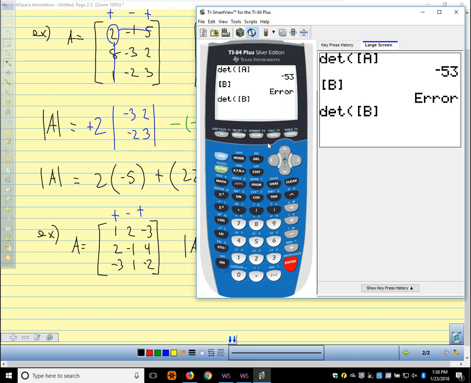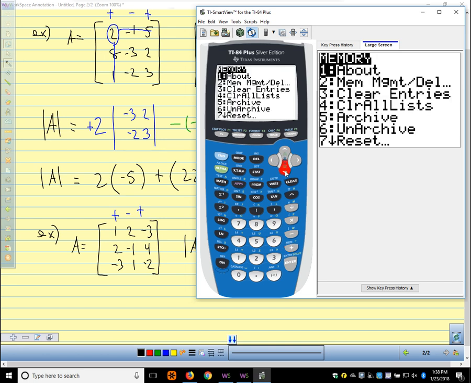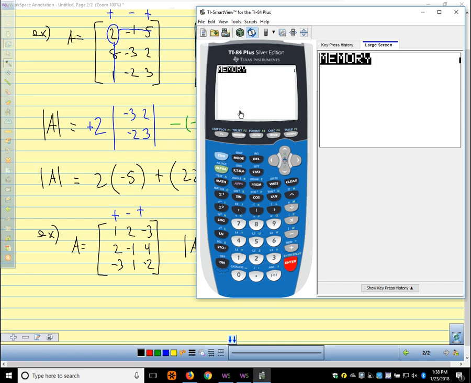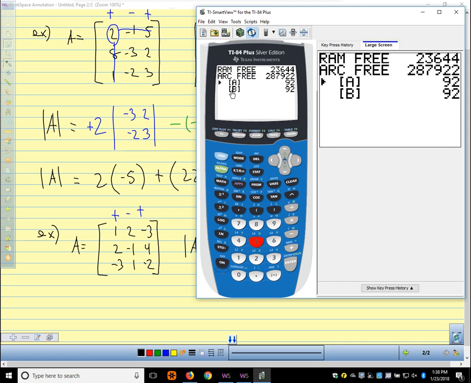Let me show you how to get rid of matrices. If you have a bunch of matrices, you want to get rid of them. You go to second, then memory, which is above the plus sign. And we're going to do memory management delete, so number 2. And we go down to matrix, so number 5. And it'll have all the matrices that you have stored. And you're going to hit delete. Delete matrix A, delete matrix B, and now they're gone.